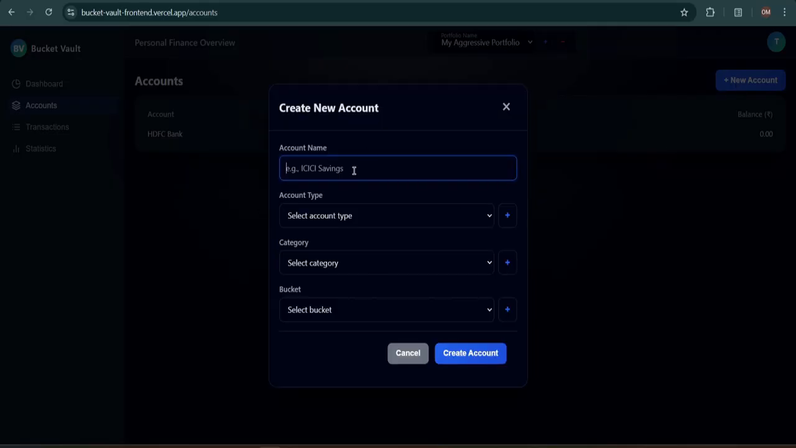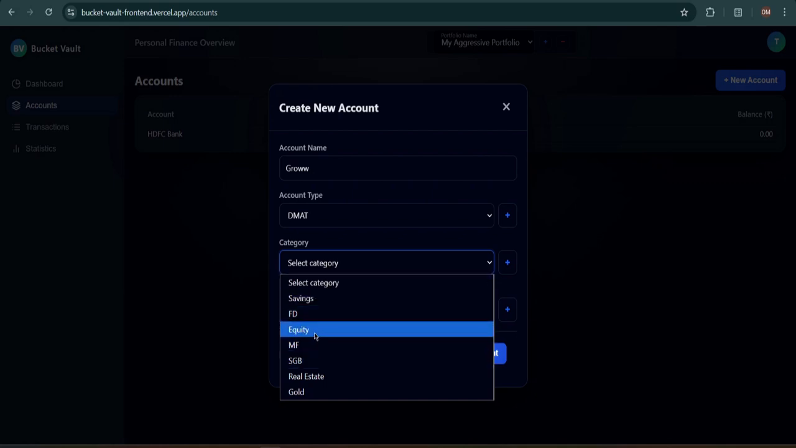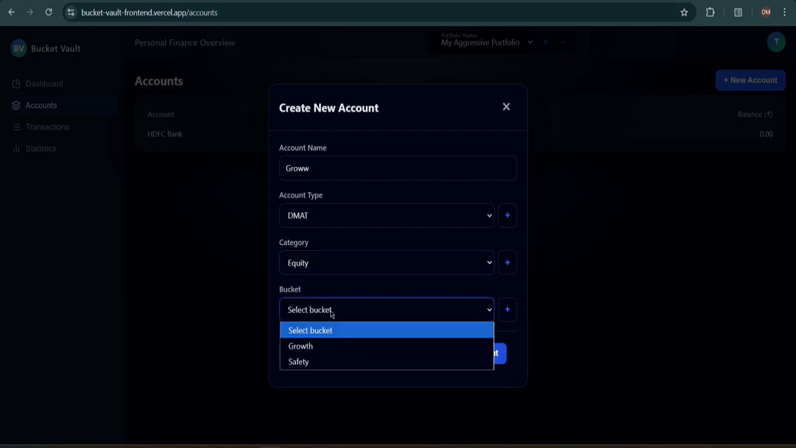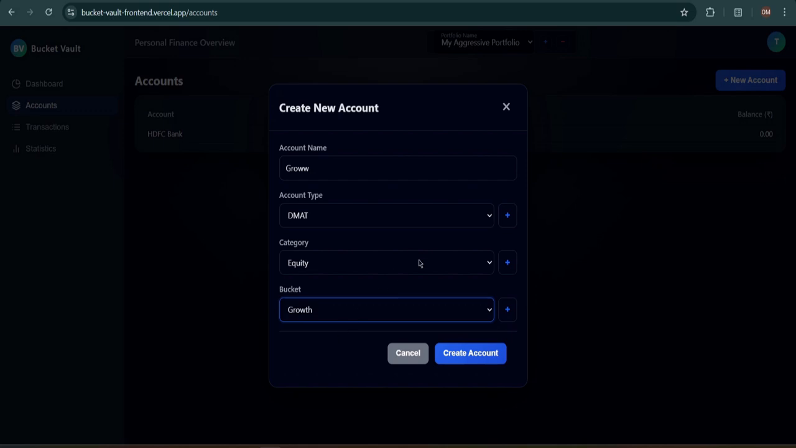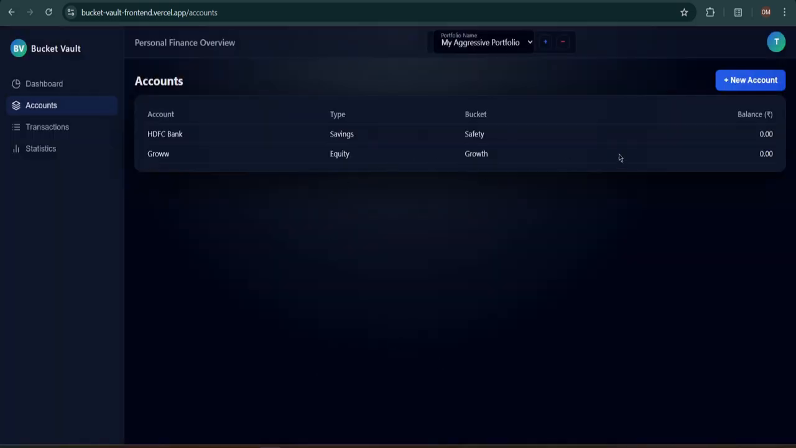That would be my, let's say, Groww demat account. The account type would be demat. The category would be equity, since I would be buying equity from my Groww account, and this would be the growth bucket. This would be an aggressive one. Okay, now I can also add transactions to it.